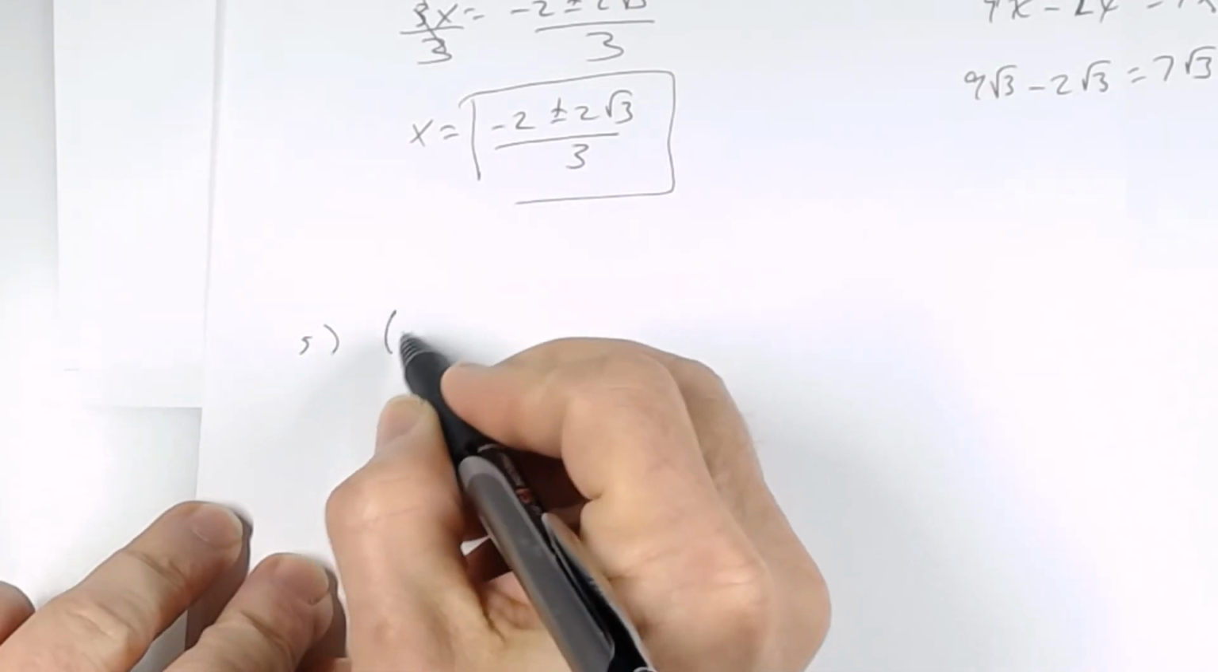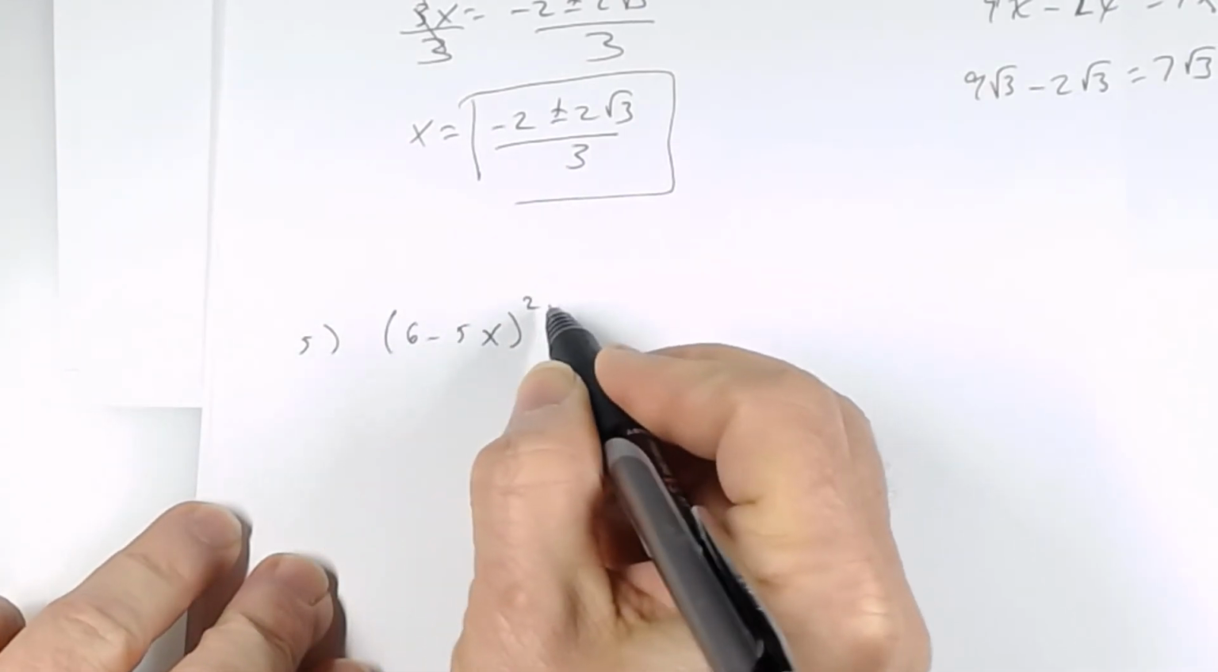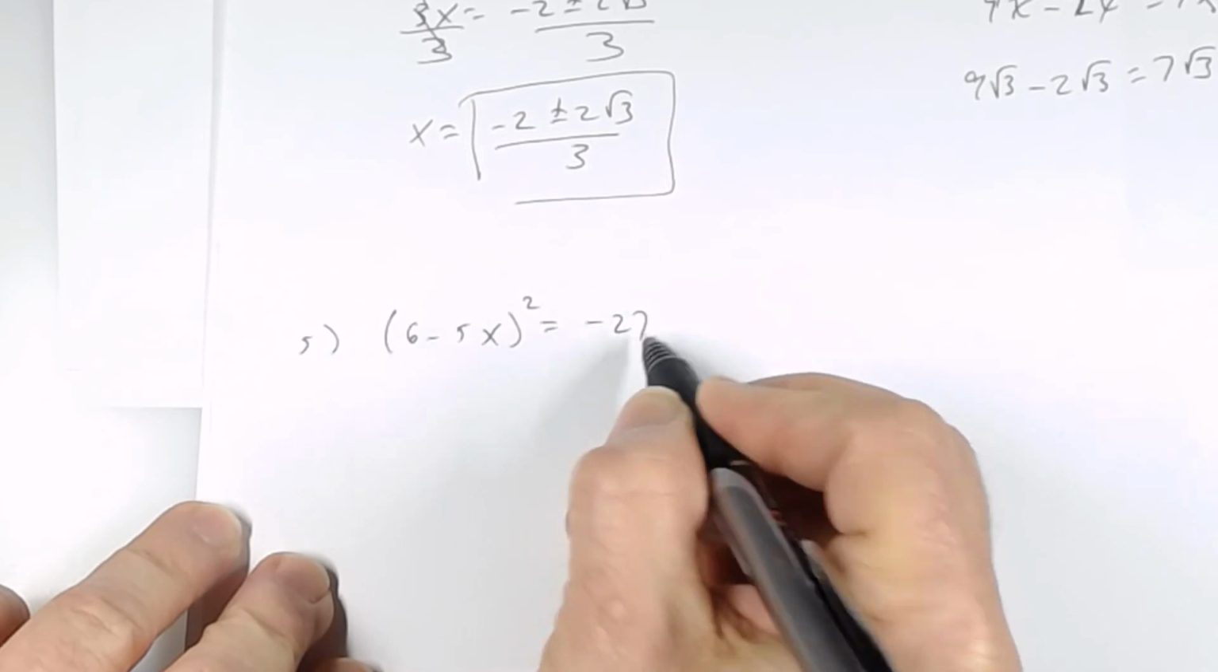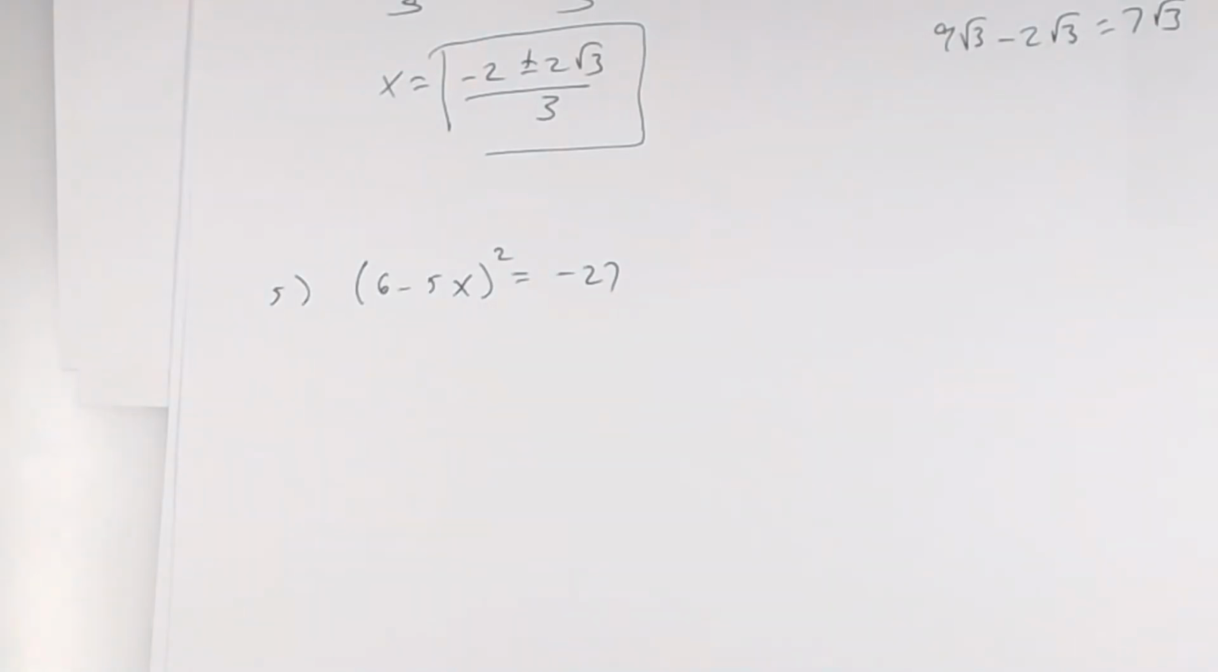So you have (6 minus 5x) squared equals negative 27. Use the square root property. Now, first of all, do y'all see that all these equations were quadratic? We all know those are quadratic.